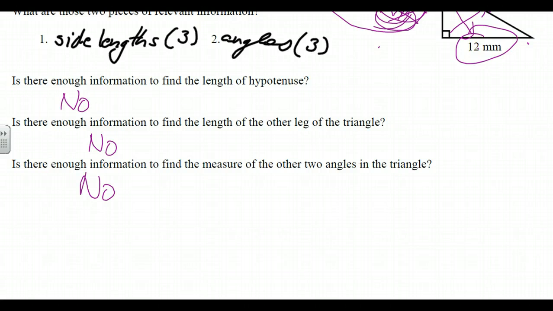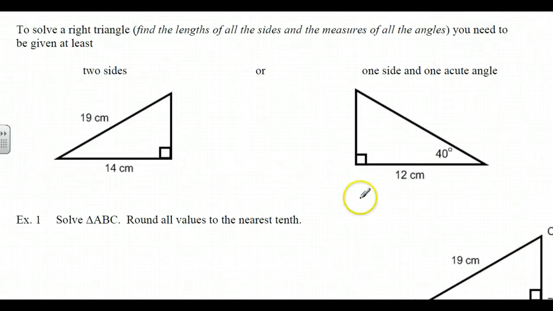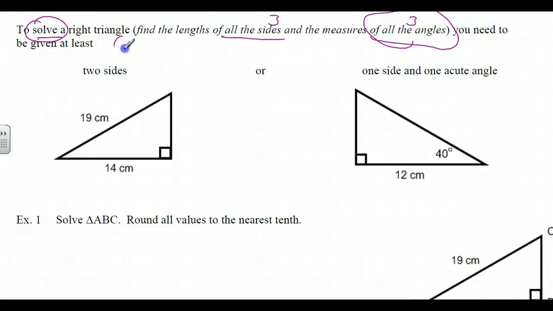Okay, so let's move on. Let's see what we're going to do here. To solve a right triangle, the specific meaning of solving is to find the lengths of all the sides. How many? Three. And the measurements of all the angles. And there's three of those. So when we say solve a triangle, you're going to end up with six pieces of information, but you're going to have to know some of those already.